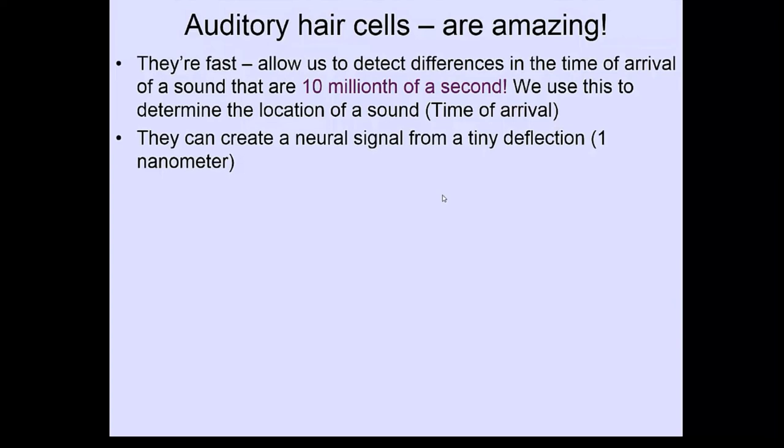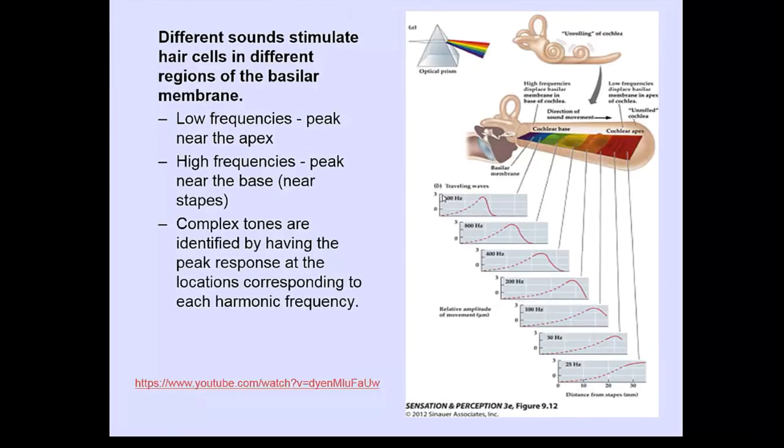Now, auditory hair cells are super amazing. They are super fast. They allow us to detect differences in the time of arrival of a sound that are 10 millionth of a second. That is amazing. And that allows the left ear and the right ear to detect tiny differences in the time it takes a sound to hit our ears. And obviously, if it hits our right ear a little bit faster, it's because the sound is a little bit closer to the right side, and it helps us locate a sound and distinguish between a sound to our right versus a sound to our left. So they are amazingly precise because of that. And they can create a neural signal from a really tiny deflection of just 1 nanometer. Super sensitive. So we don't want to injure them either, right?